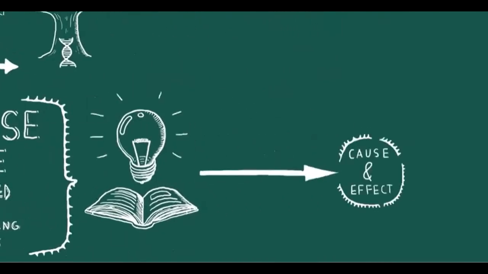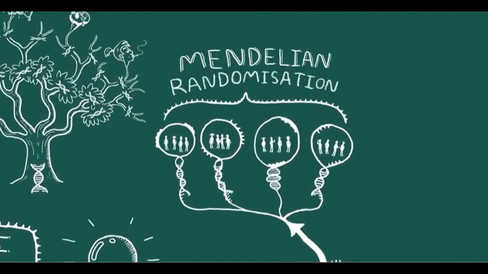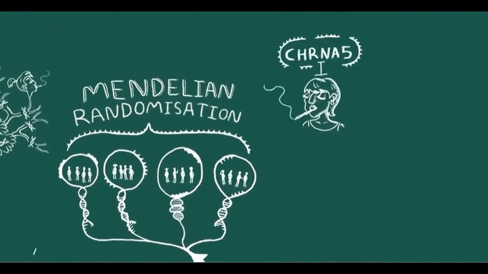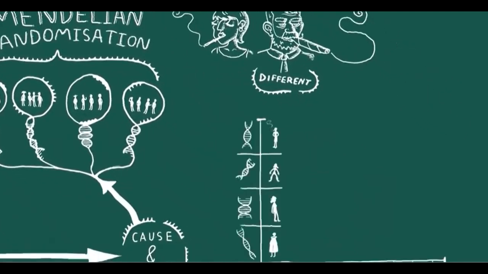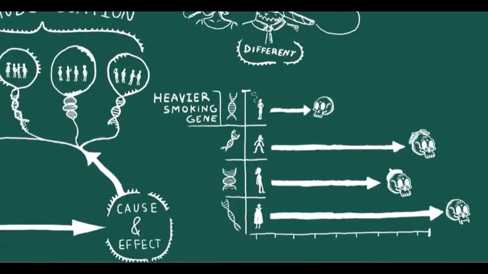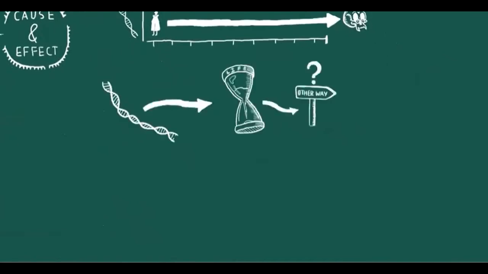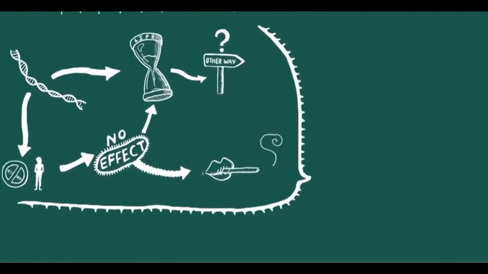We can use this knowledge to learn about cause and effect, grouping people according to their genetic code. This method is called Mendelian randomization. For example, smokers who carry one version of a gene called CHRNA5 tend to smoke less heavily than those who carry a different version. When we group people according to which version of this gene they have, we find that the people with the version of the gene associated with heavier smoking will indeed die younger. But is the gene influencing how long we live in some other way? We don't think so. When we look at the same gene in non-smokers, there's no effect on life expectancy. The effect must be driven by smoking.